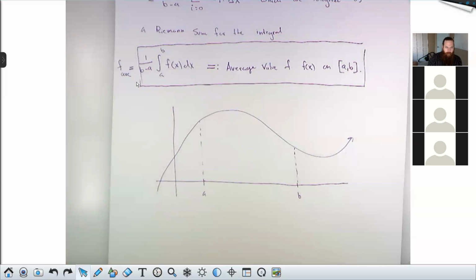1 over b minus a times the integral from a to b of f of x. This is a number, because it's a definite integral. So this whole thing, the average value, is just one number. You give me a function on an interval, I can find you that number. One way of interpreting that number, you can say that this is the unique constant function that bounds the same area as f over that interval.